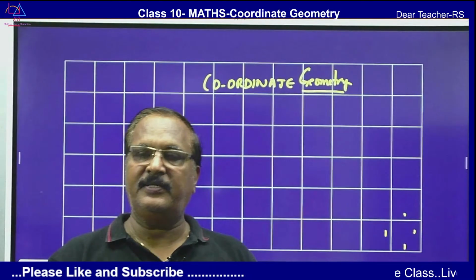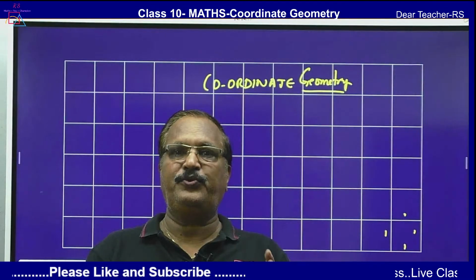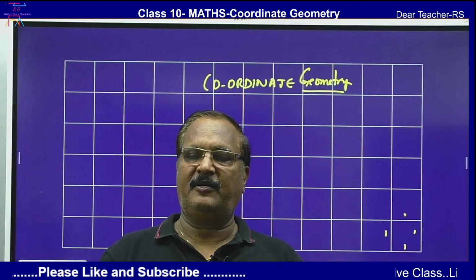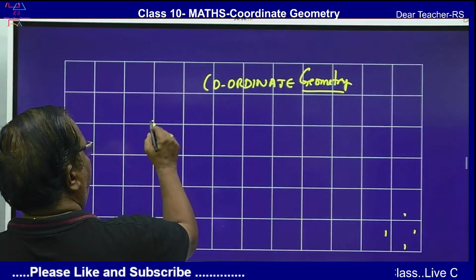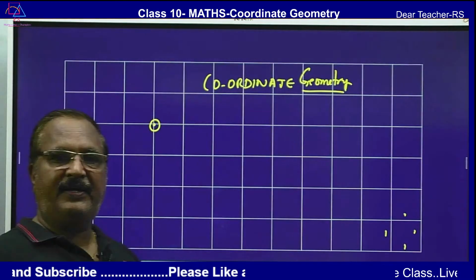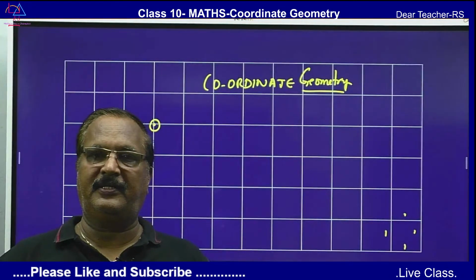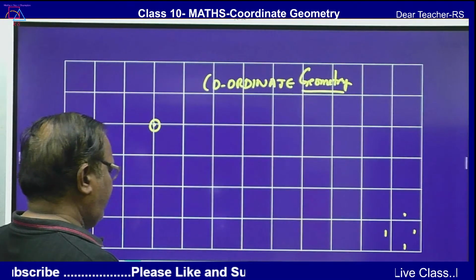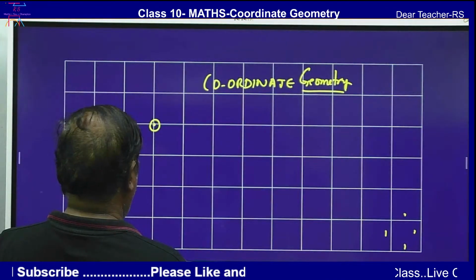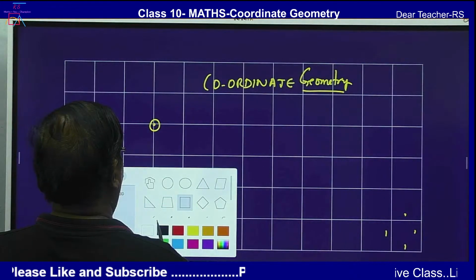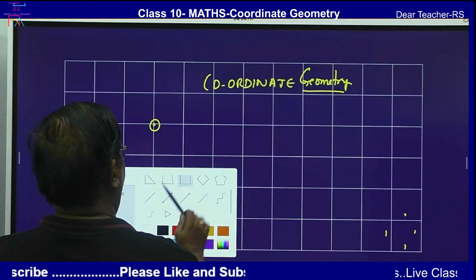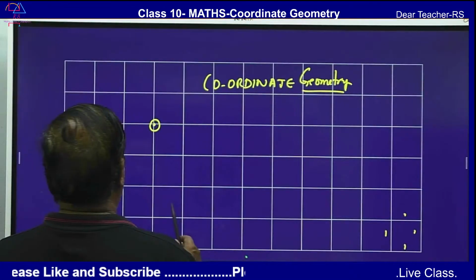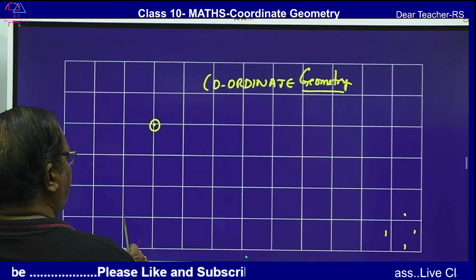In this, you can know the location of every point. Suppose there is a point here, you can find the location of that point, that means where that point is exactly located. For that, we need a horizontal line and a vertical line. You can take a horizontal line anywhere, so I am taking a horizontal line.